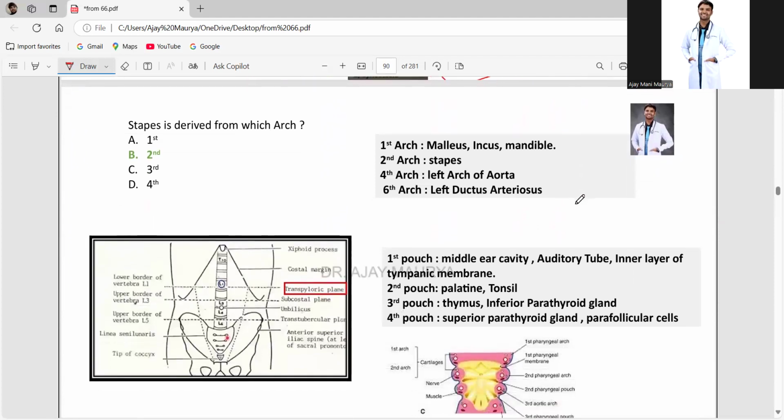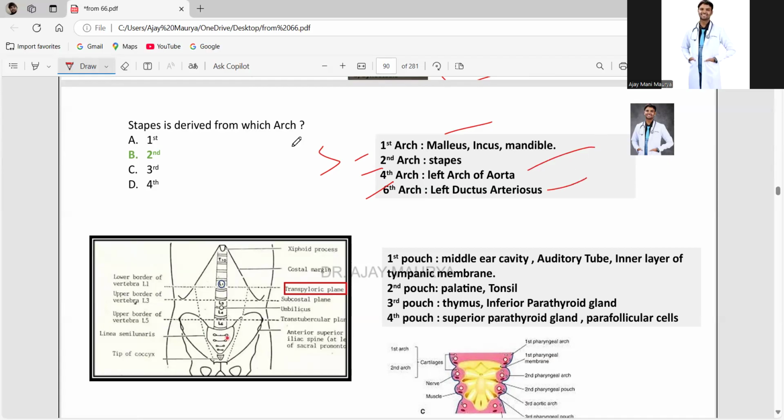Remember the arches here: the first arch, second arch, fourth arch, and the sixth arch. There is no fifth arch here. From the first arch, there is the malleus, incus, and mandible. Second arch is S for second, S for stapes. Fourth arch gives the left arch of the aorta. From the sixth arch, there is the left ductus arteriosus.